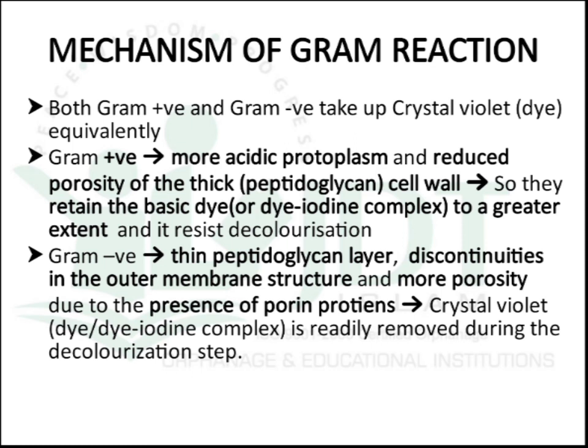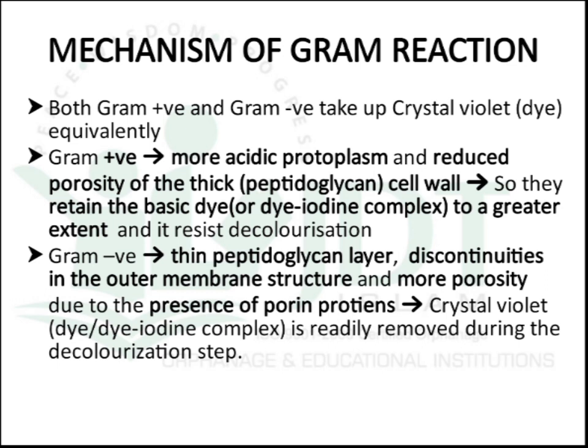Even though we are using the same primary stain crystal violet, the same mordant gram iodine, the same decolorizing agent ethanol and the same counterstain safranin, gram-positive bacteria will show blue color and gram-negative bacteria will show pink color. This is because gram-positive bacteria have a more acidic protoplasm and reduced porosity due to the thick peptidoglycan layer, so that they will retain the basic dye or basic dye iodine complex to a greater extent and resist the decolorization.